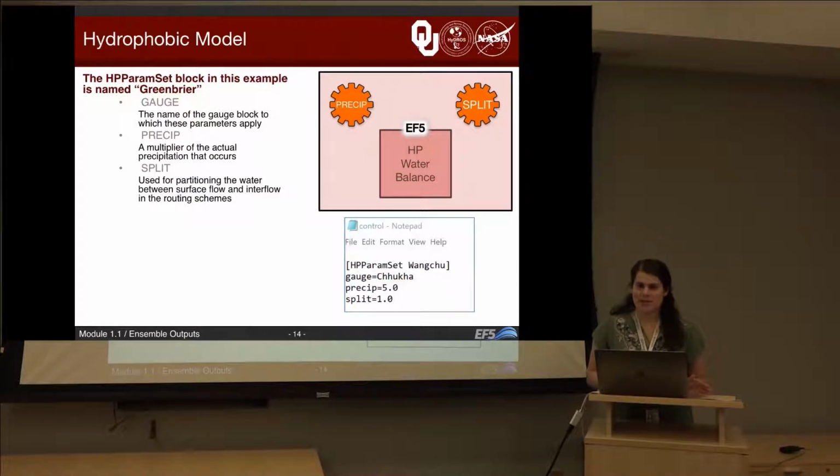The last water balance model that is used in EF5 is called the hydrophobic model, and this is shown in the control file as the HP param set block. We use the gauge to say which gauge we want to apply these parameters to. It has 2 parameters with it. It has the precip, which is a multiplier of the actual precipitation that occurs. In this example, we have 5, so we're saying multiply the precipitation that's coming in by 5. Then we also use a parameter called split, which is used for partitioning the water between surface flow and interflow in the routing schemes. We can usually leave this at 1.